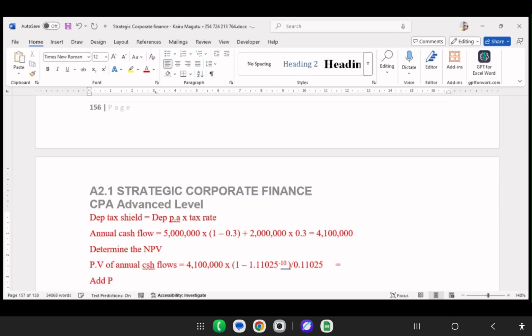You add the present value of the salvage value, which is equal to 5 million. You multiply by 1.11025, power negative 10. This one will help us to get the present value. So let's get the present value of the annual cash flow. Can I get the present value of the annual cash flow, please?